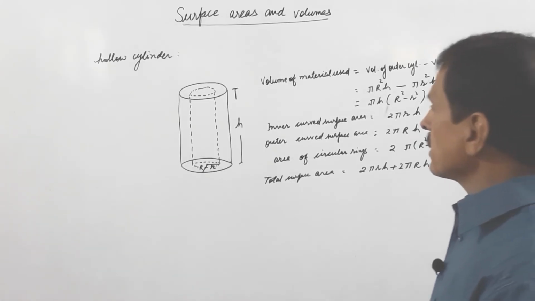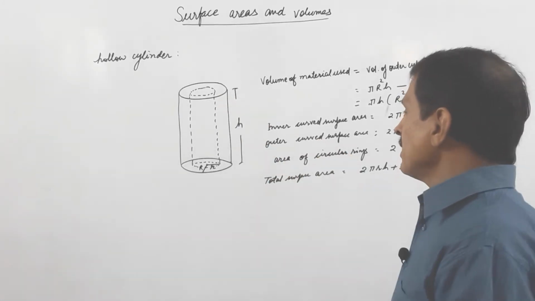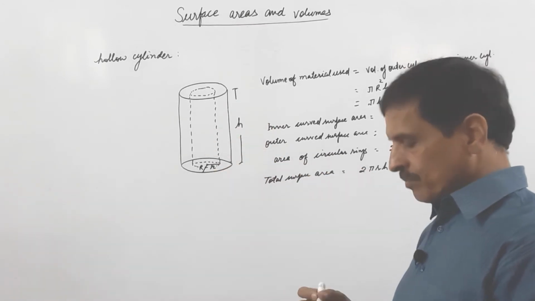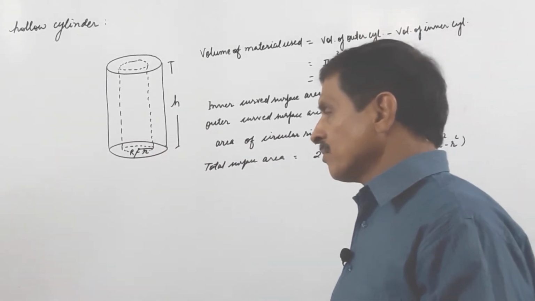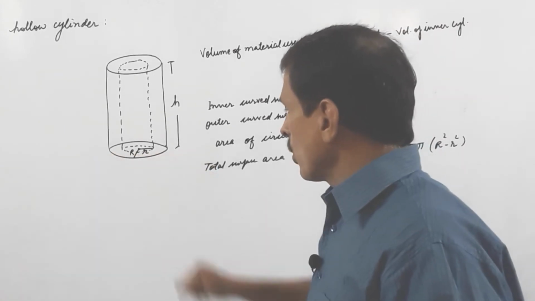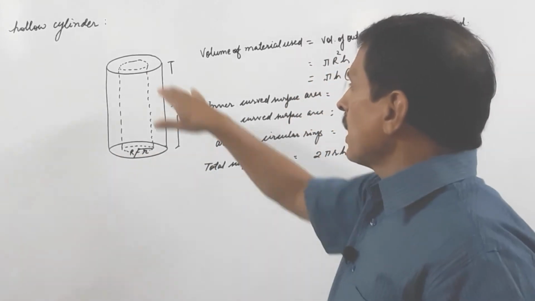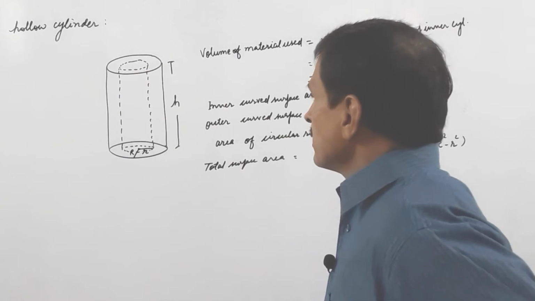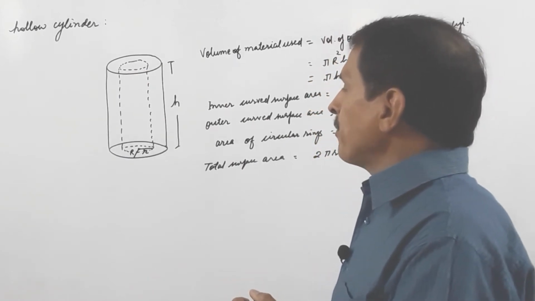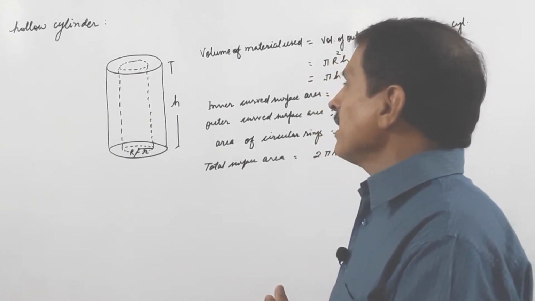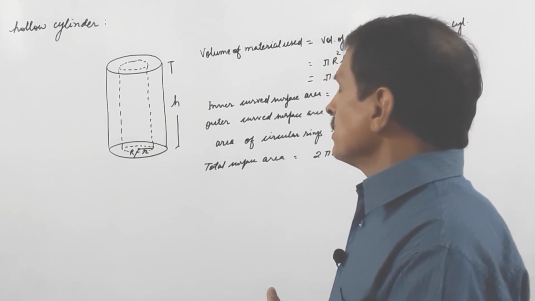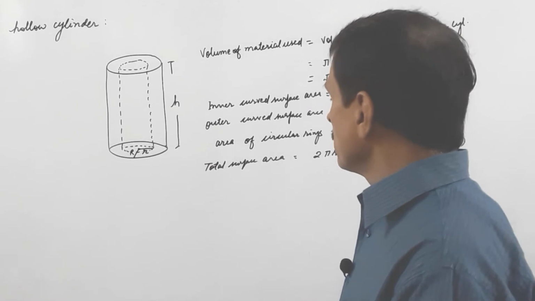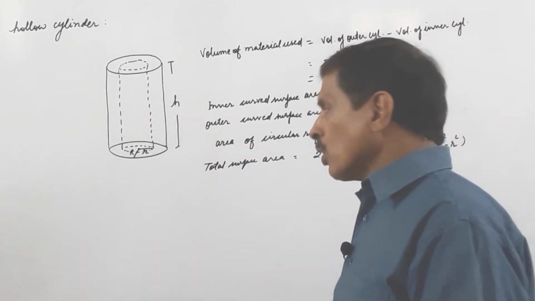If we have to consider the capacity of the hollow cylindrical vessel, if we are given a hollow cylindrical vessel in which base is closed, the upper surface may be open or it may be having a lid or cover, so that it may also be closed.